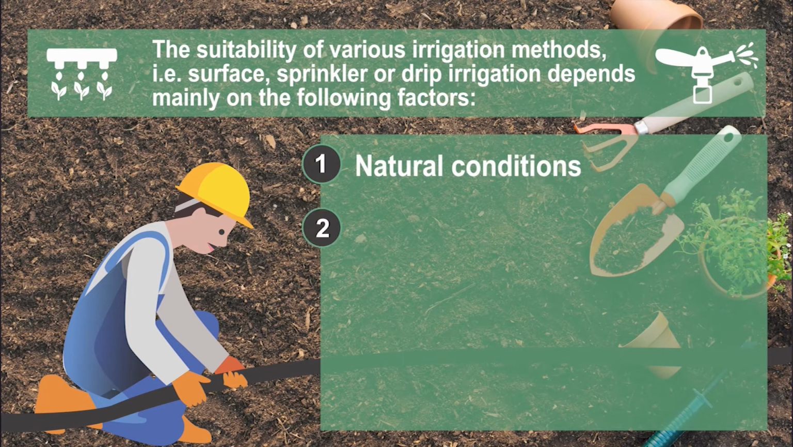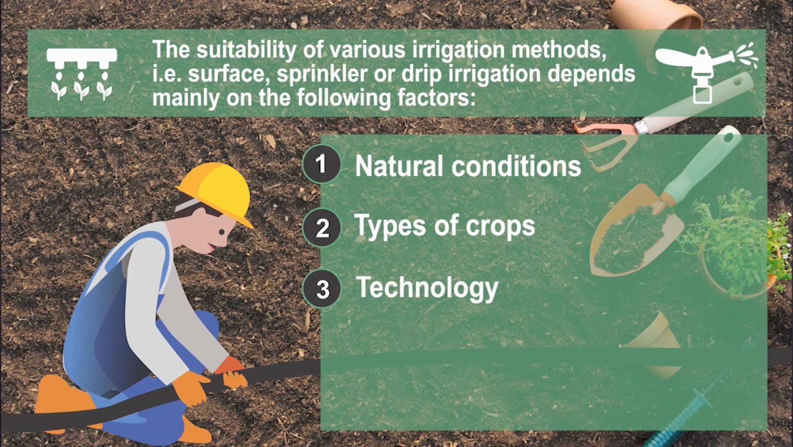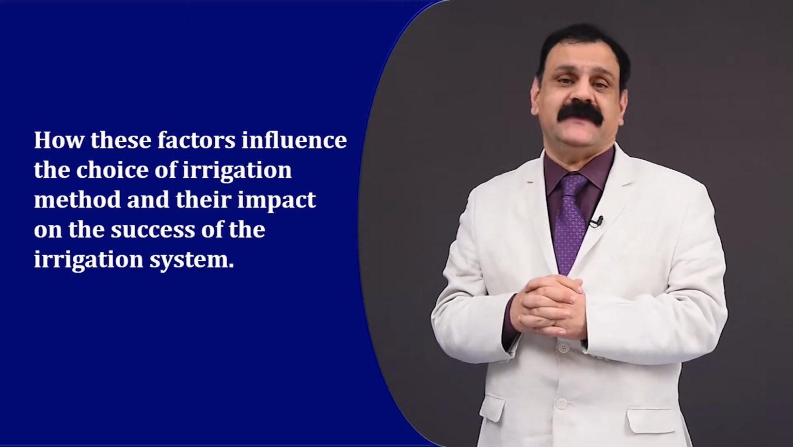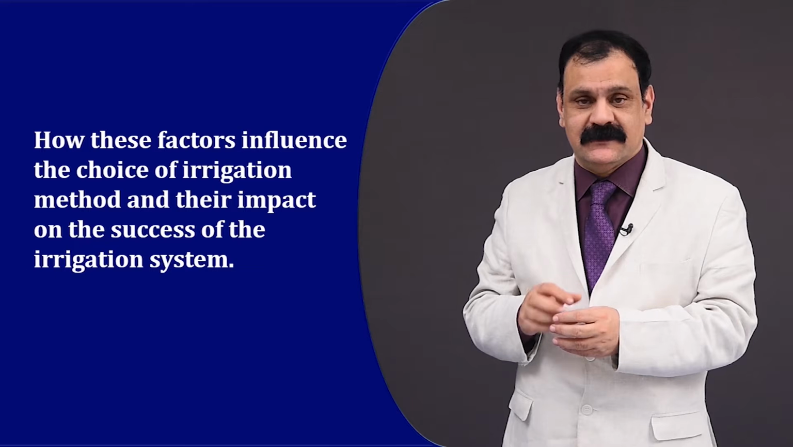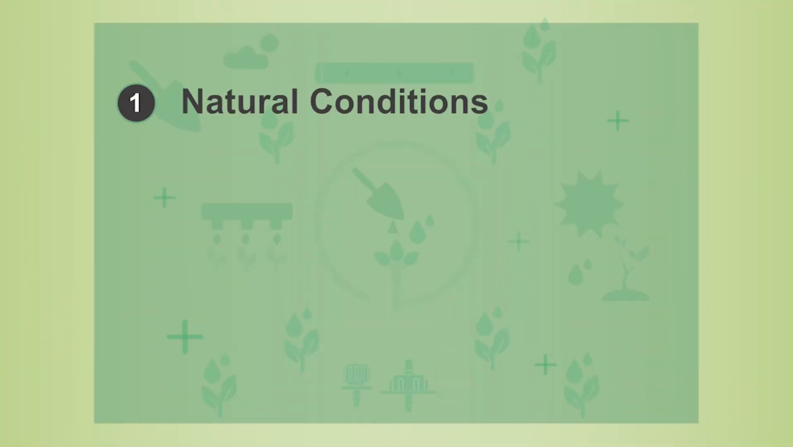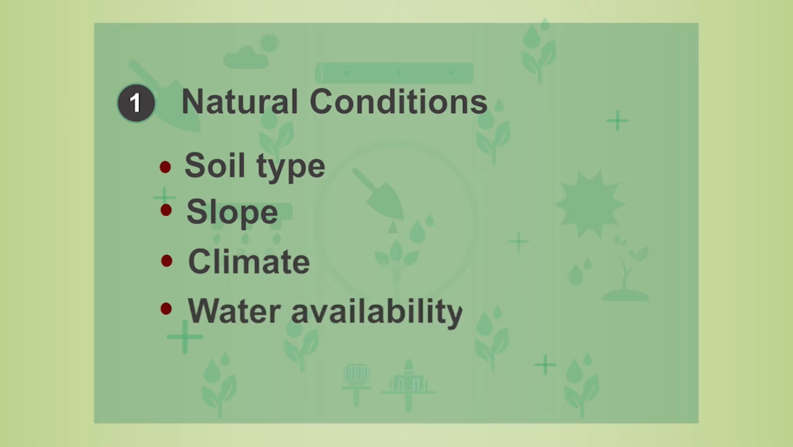Natural conditions, types of crops, technology, labor inputs, and cost and benefit. Now let us try to understand how these factors influence the choice of irrigation method and the impact on the success of the irrigation system. So let's first consider number 1, that is natural conditions, which include soil type, slope, climate, water availability and quality. Now let us consider each of these.